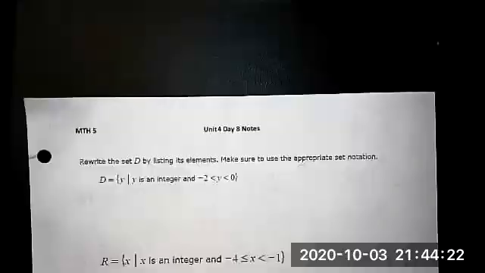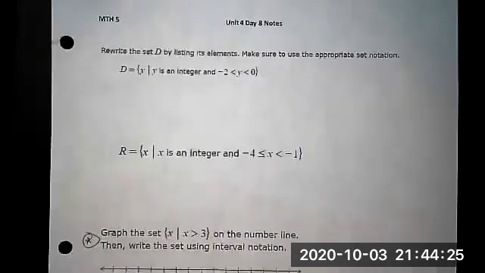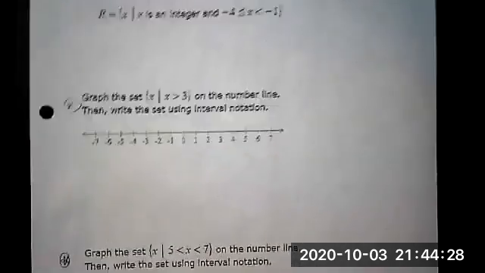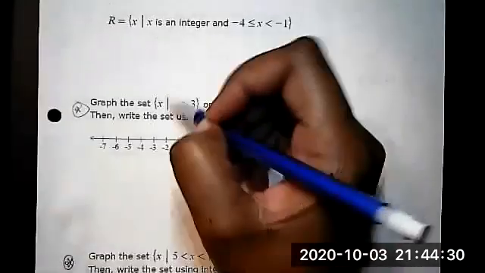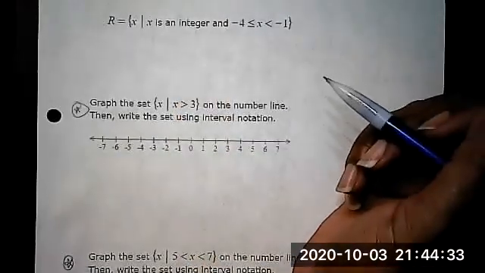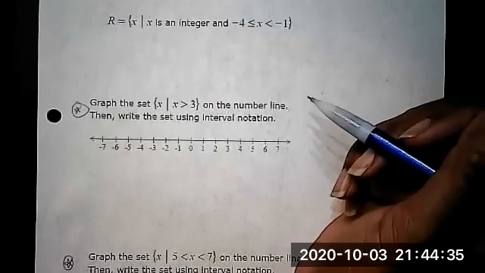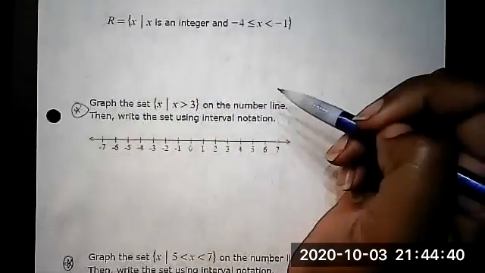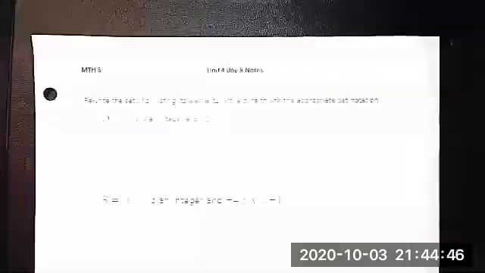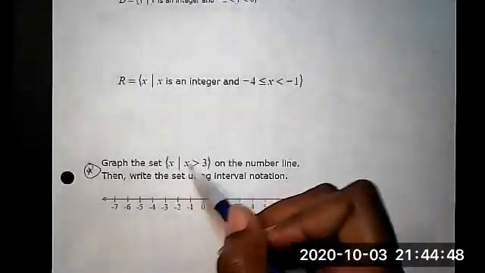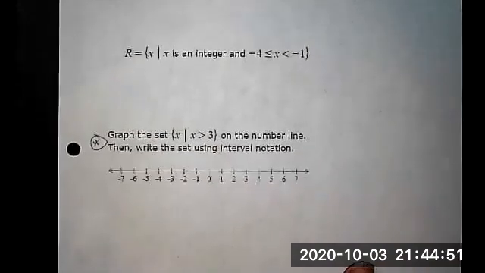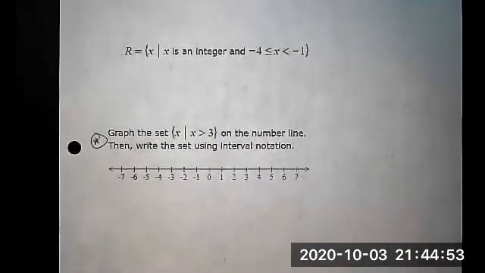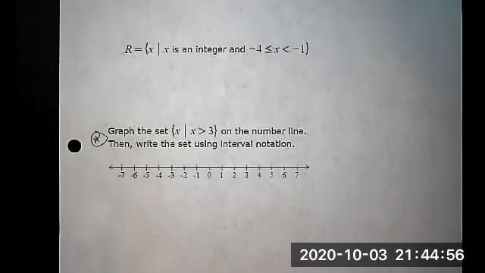All right, let's move on to the next page of your notes. Let's go down here to the middle. It says graph the set X, which is in set builder notation. X such that X is greater than 3 on the number line, then write the set using interval notation. All right, let's do that.